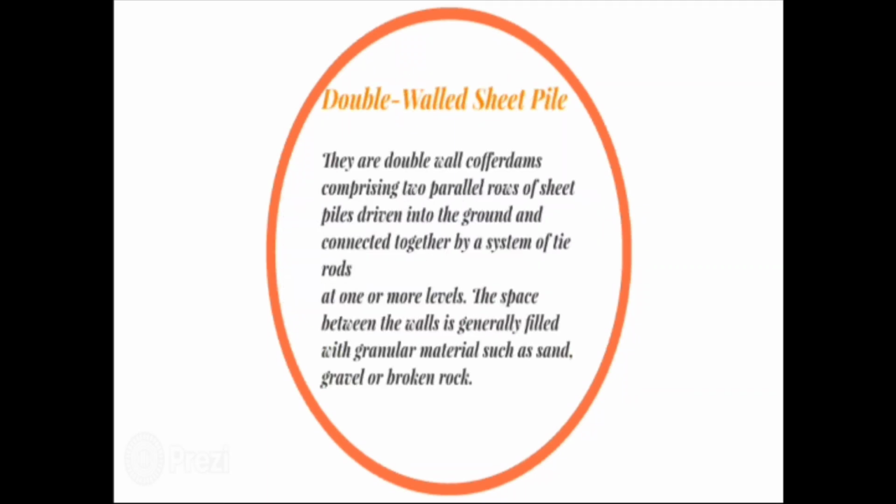The third one is the double-walled sheet pile. They are double-walled cofferdams comprising two parallel rows of sheet piles driven into the ground and connected together by a system of tie rods at one or two levels. The space between the walls is generally filled with granular materials such as sand, gravel, or broken rock.